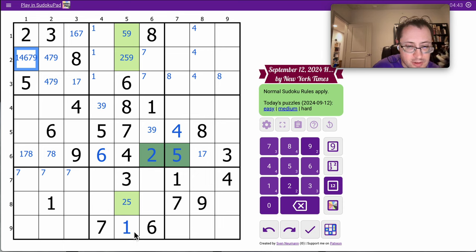Okay, 1, 3, 6, 7 on the bottom, region 8. I need 2, 4, 5, 8, 9. These can't be 2. Those two cannot be five. Okay, well, these can't be eight, so eight is there. I also didn't see.